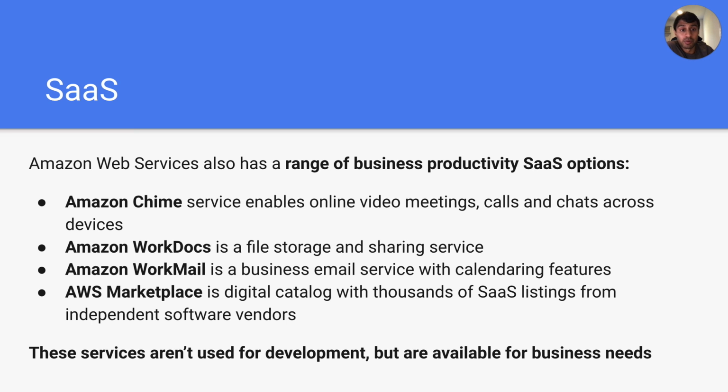So in addition to everything we've already talked about, AWS does offer its own set of SaaS applications. These services won't be used in your development process at all, but can be used for other business needs. Some examples include Amazon Chime, which enables online video meetings, calls, and chats across devices, Amazon WorkDocs, which is a file storage and sharing service, and Amazon WorkMail, which is a business email service with calendaring features. So this is just to highlight that AWS also provides its own SaaS products in addition to the PaaS, FaaS, and infrastructure as a service offerings that it has.